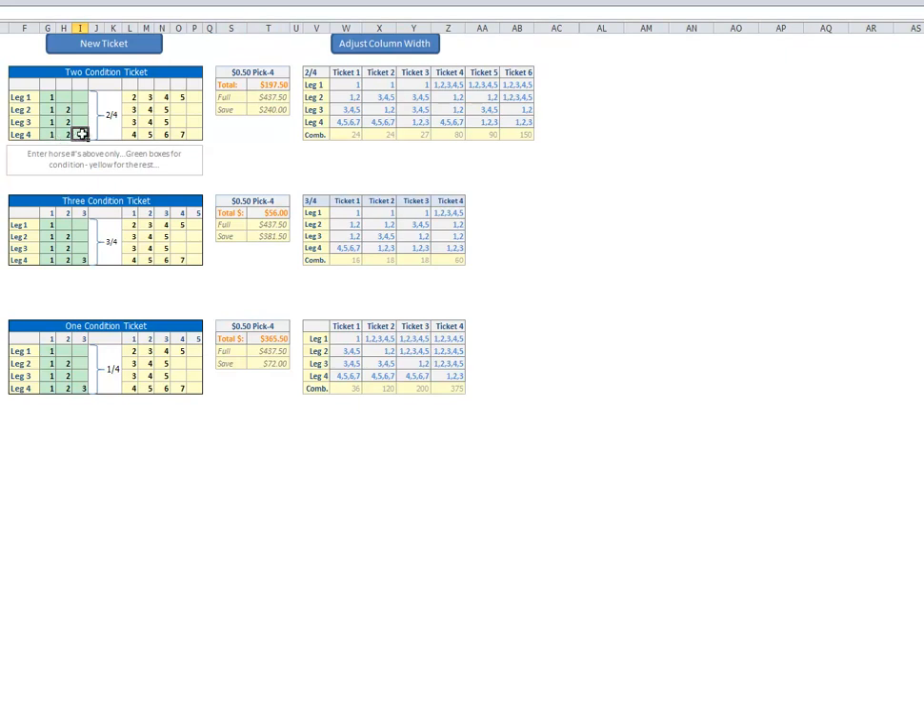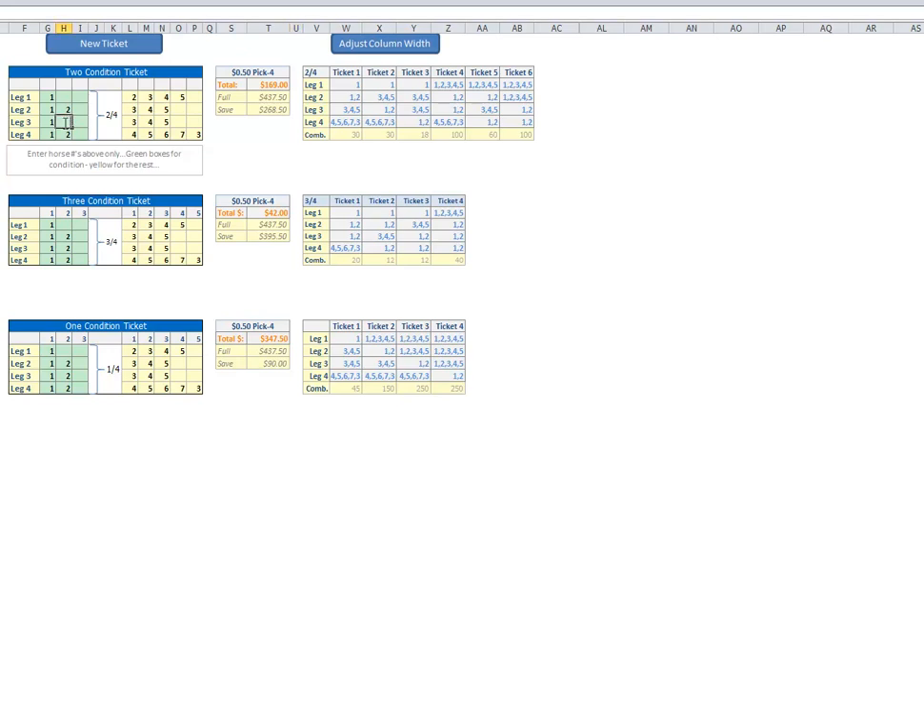What we can do is just erase the three horse from here, and we still feel it might win the race. We'll just put it here, and you see the cost is dropped to $169. Let's say that's still a little too high, and out of these two horses here, I like the one a lot more than the two.